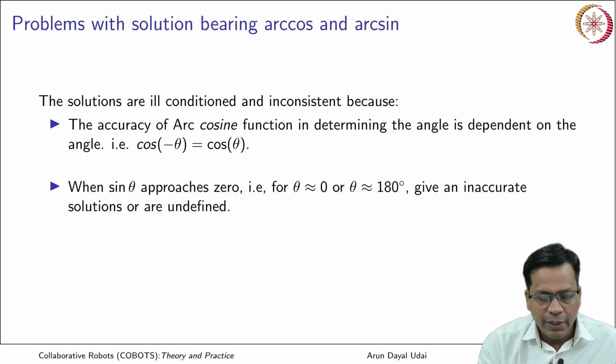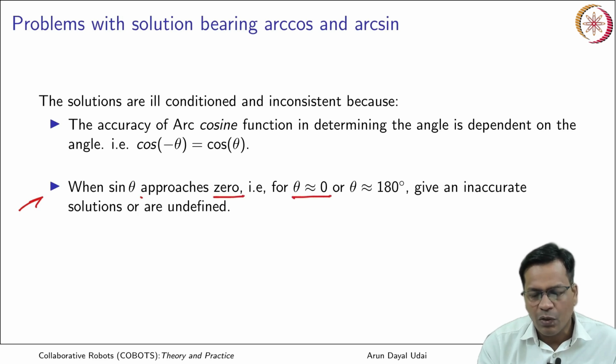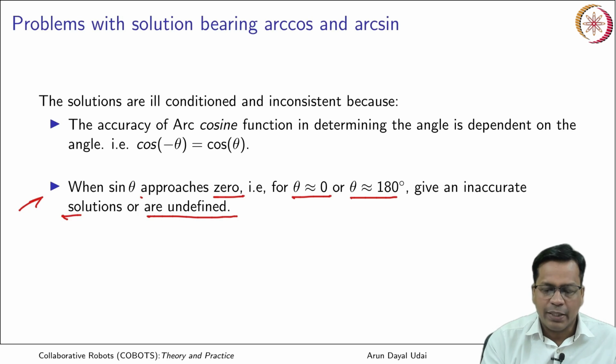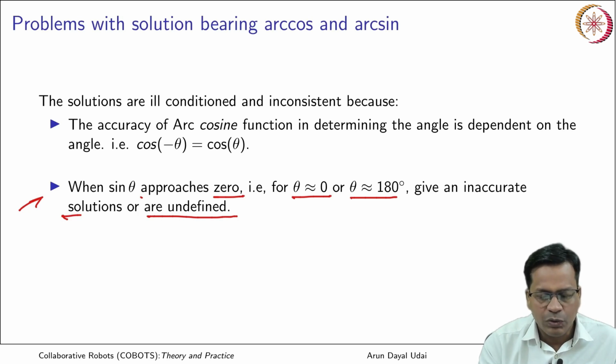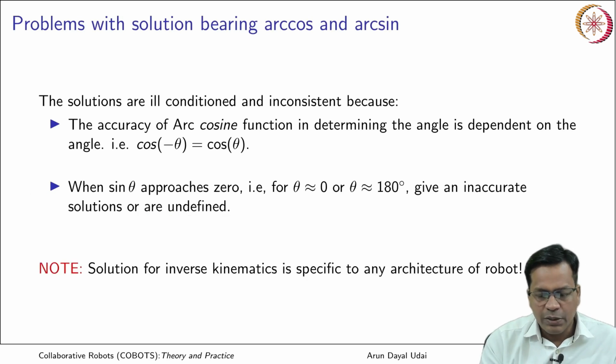Okay. So in case of arc sine, you see, sine approaches 0 for theta nearly equal to 0 or nearly equal to 180 degrees. So this gives an inaccurate solution and again they are undefined at times. Okay. So you see, again using arc sine would also be a problem. So what is the solution for this? Okay, that we will see.